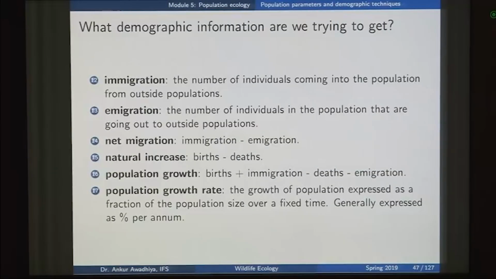We could also be interested in immigration, the number of individuals that are coming in from outside, or emigration, the number of individuals that are going out, or the net migration, which is immigration minus emigration. Or say natural increase in population, which is the number of births minus the number of deaths. Or we could be interested in the population growth, that is birth plus immigration minus death minus emigration, or the growth rate, which is the population growth per unit time in terms of percentage per annum or in terms of numbers per annum.